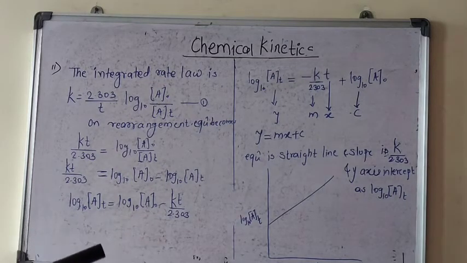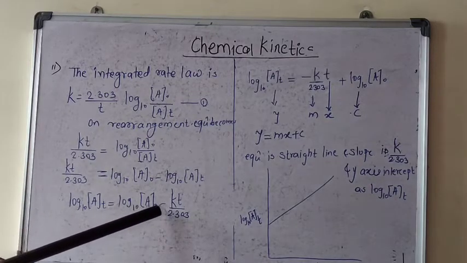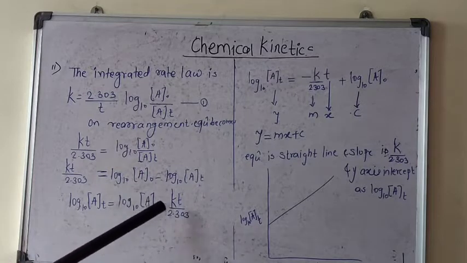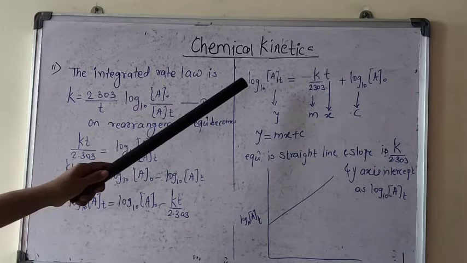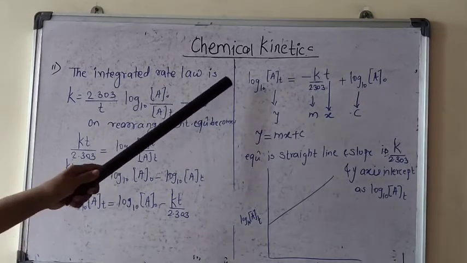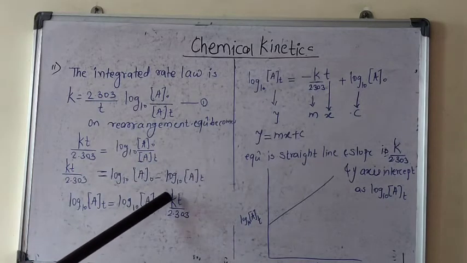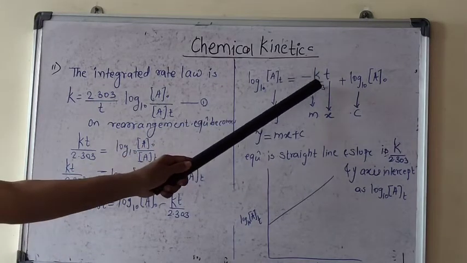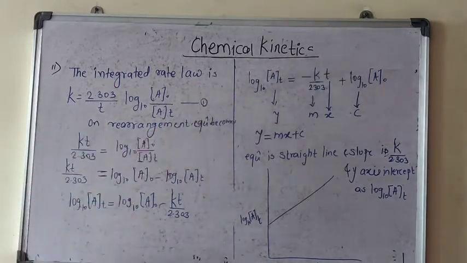In the next step, we see this negative sign, minus kt. Suppose both terms interchange their positions, then we get the equation log to the base 10 At equal to minus k upon 2.303 into t plus log to the base 10 of A0.